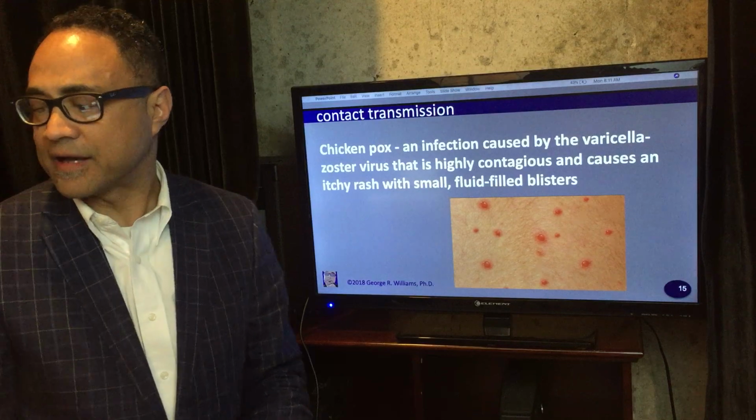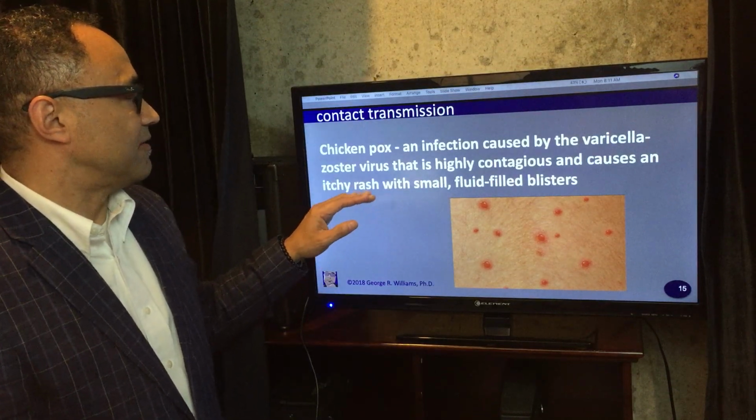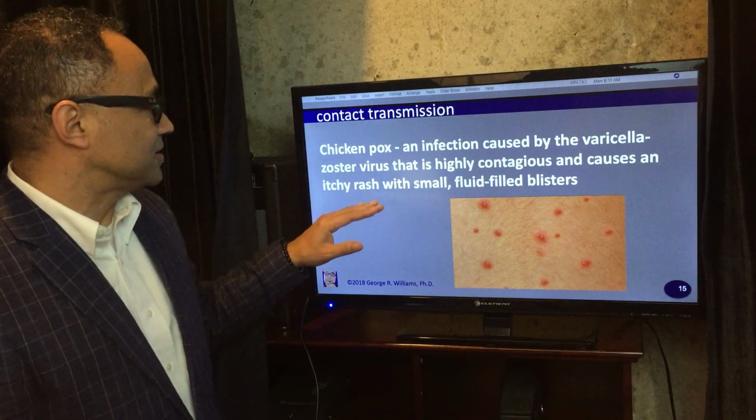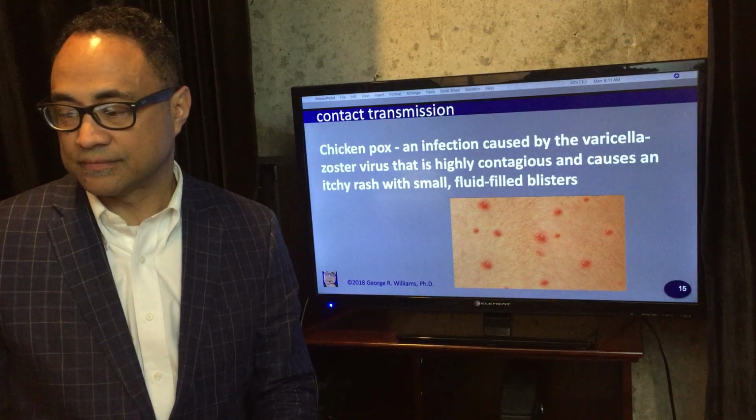And finally, in our contact transmission, we have chickenpox, an infection caused by a virus that is highly contagious and causes an itchy rash with small fluid-filled blisters.